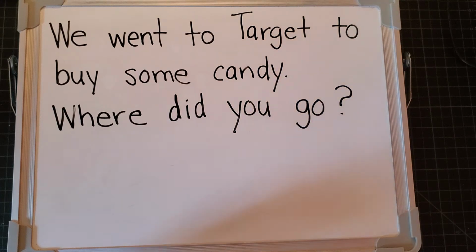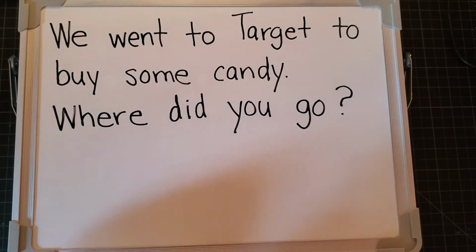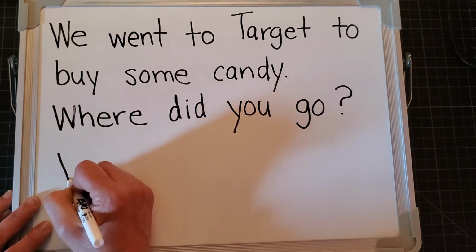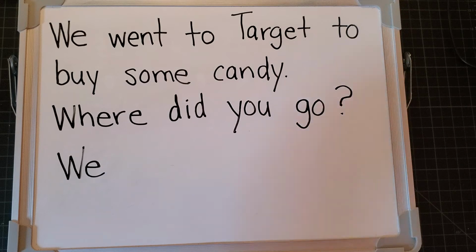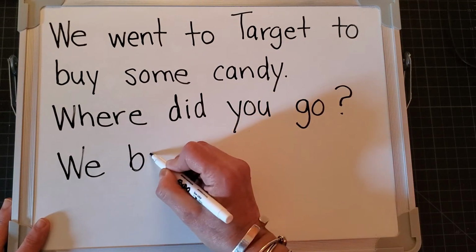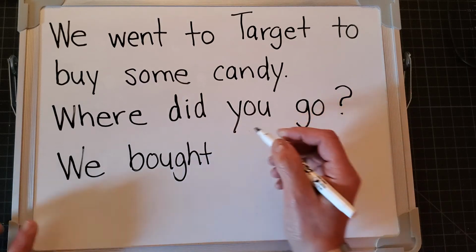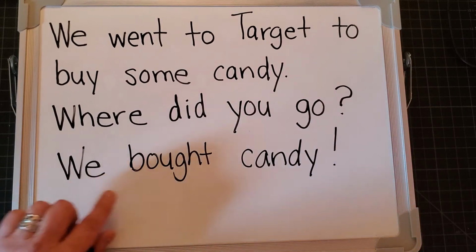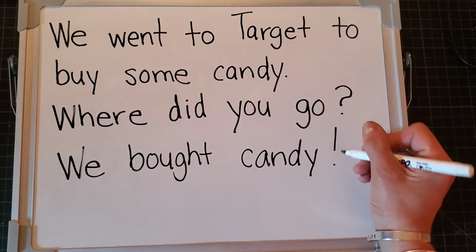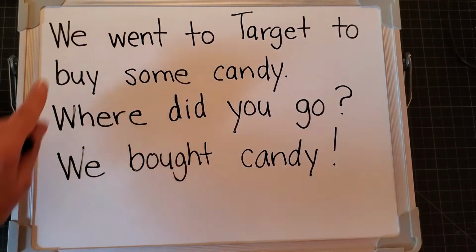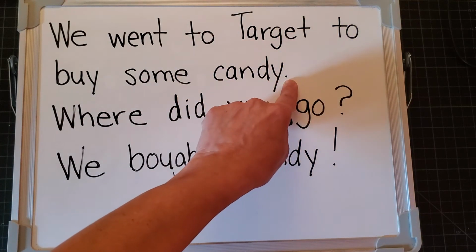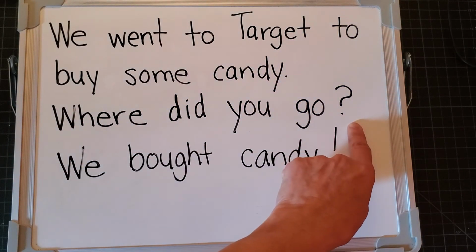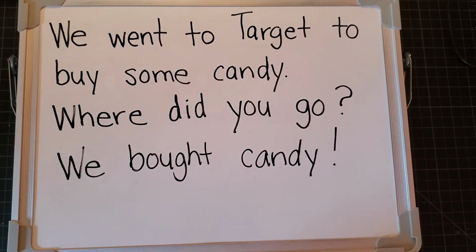And if you wanted to show some excitement, let's say you're excited that you bought candy, you might write capital W for we. Let's write, we bought candy. We bought, that's a tricky word, candy. We bought candy. Exclamation point. Line down and a dot at the bottom. So, we went to Target to buy some candy. There's your period. Where did you go? There's a question mark. We bought candy. Exclamation point. So that's just a quick little lesson of the things that we do when we write sentences.